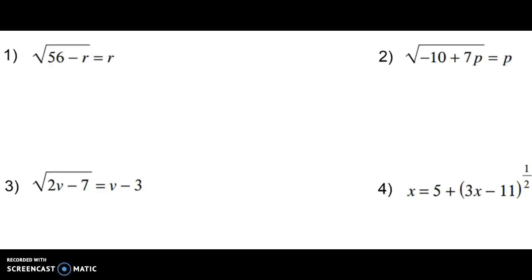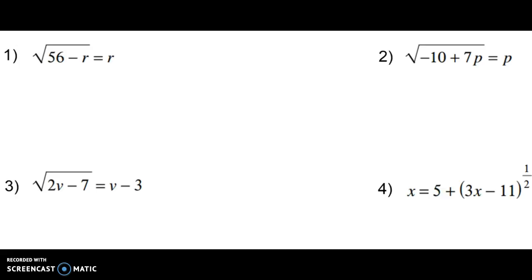Good morning. Today we're going to solve these radical equations. So I'm going to work these out for you in case you were absent or you were confused or something like that. So this was your homework that was assigned on Friday. Okay, let's look at number 1.